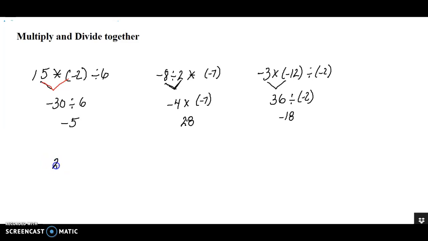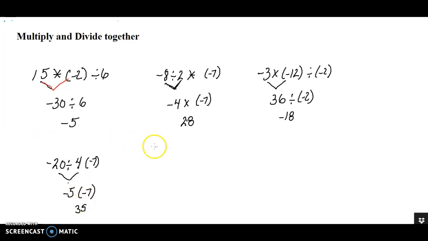If we had a negative 20 being divided by 4 being multiplied by a negative 7, I'm going to do the negative 20 divided by 4, which gives us a negative 5. And a negative 5 multiplied by a negative 7 will give us a positive 35.